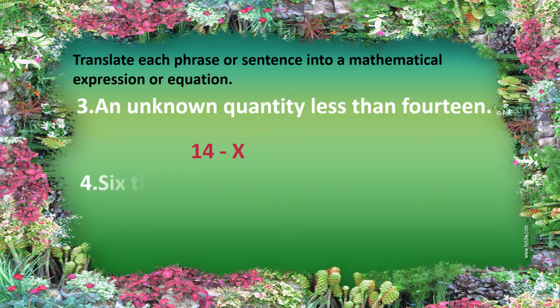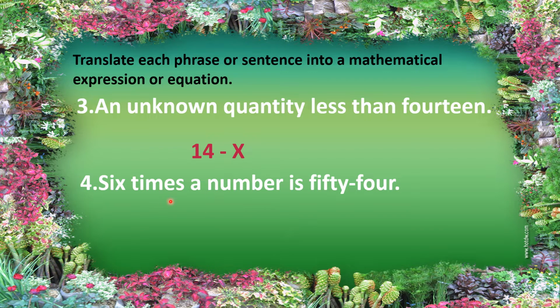Now, let us see the next question. 6 times a number is 54. Here, 6 times a number. A number can be replaced by x. What mathematical operation is used here? Multiplication. So, how will you write 6 times a number? 6x. Yes, 6 into x, that is 6x. So how will you write this sentence? 6x is equal to 54. Very good.